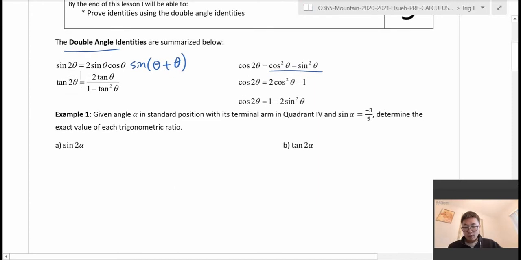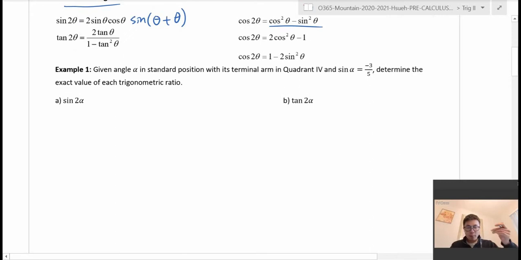Okay, so we're going to look at some examples here. Given angle alpha in standard position with its terminal arm in quadrant 4, and that sine alpha is equal to -3/4, we're looking to determine the exact value of these trig ratios: sine 2 alpha and tangent 2 alpha. Right away, I know this is sine 2 alpha, so right now we can't do anything because that's 2 alpha and that's alpha. They're 2 different angles. However, I can write sine 2 alpha as 2 sine alpha cosine alpha.